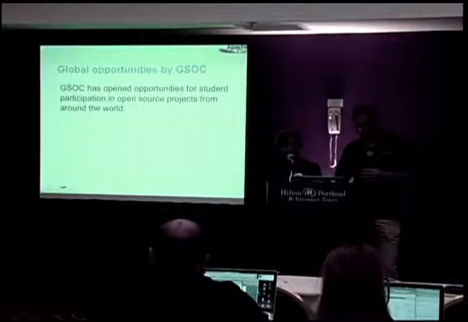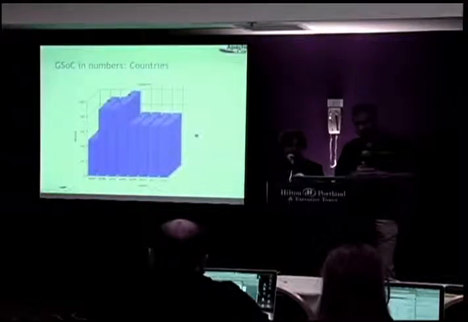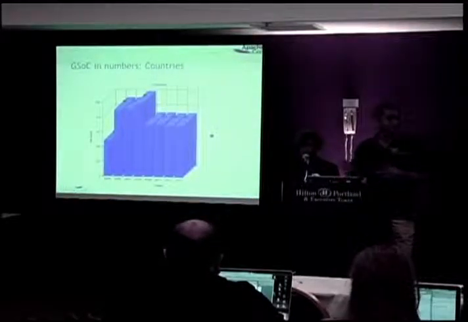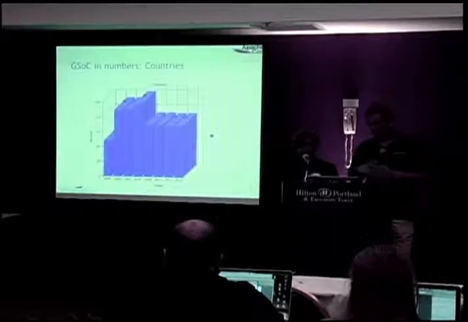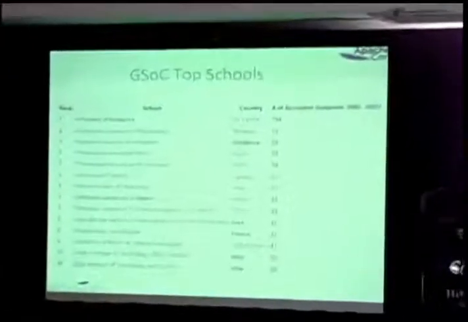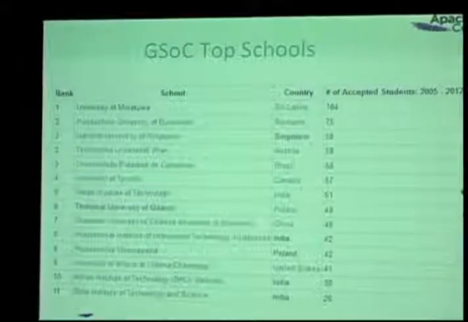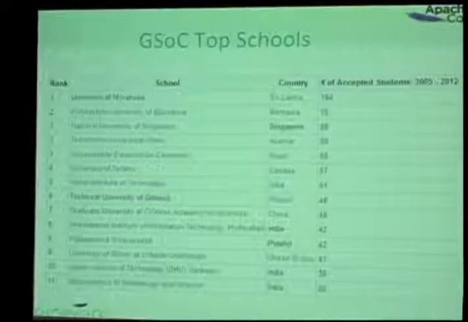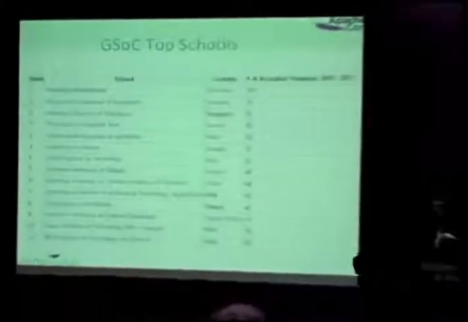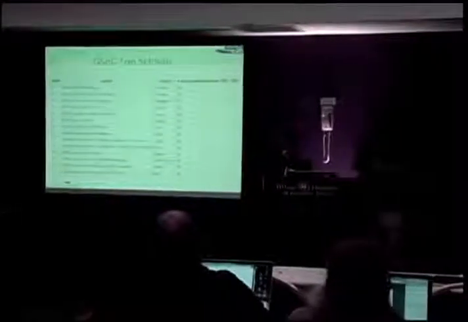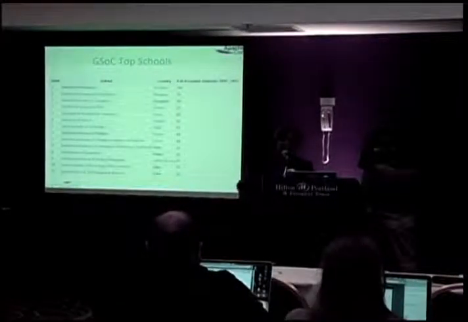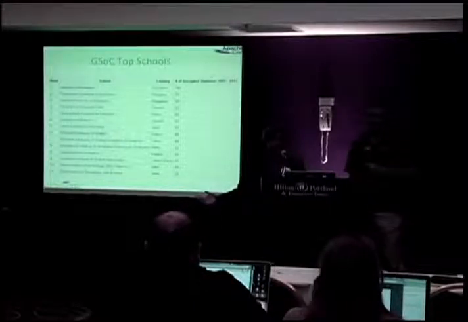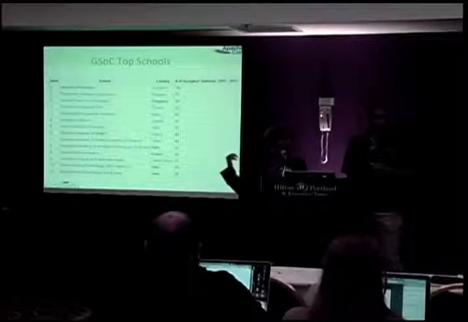We won't go into too many details here, but an interesting aspect is the number of countries, like 69 of them in 2012. It has varied, but mainly very many different countries are participating, and many different universities. If you consider the top schools, as you can see, the very first one, with 164 students from 2005 to 2012, is the University of Moratuwa in Sri Lanka, and that's the university I'm affiliated with, hence my interest in this, because we understand how far this can be taken and how many opportunities can be created. Sri Lanka being a developing country, we still managed to do this, so there is a lot of potential.